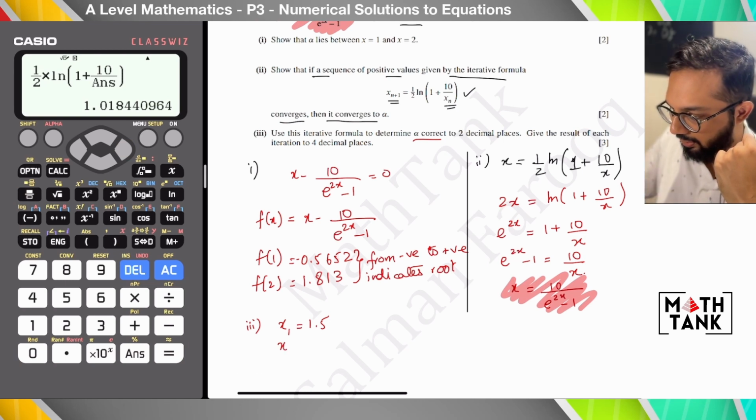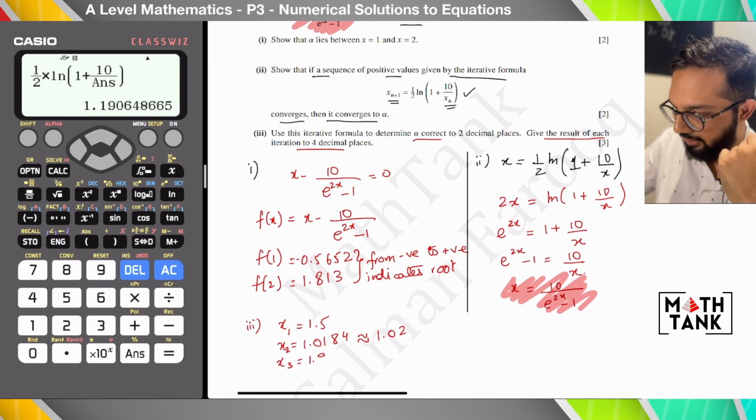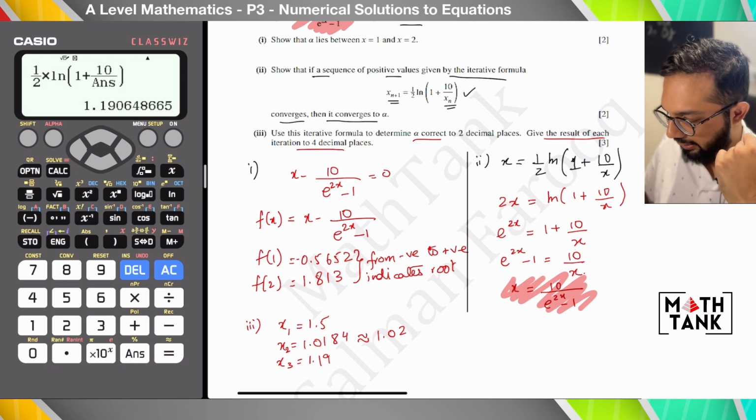1.0184. I'll give the result of each iteration to 4 decimal places. So 1.0184, and the result of alpha correct to 2 decimal places, 1.02. That's x2, that's x3, 1.1906, 1.19.